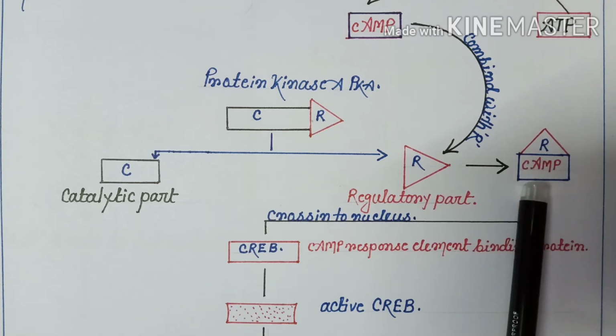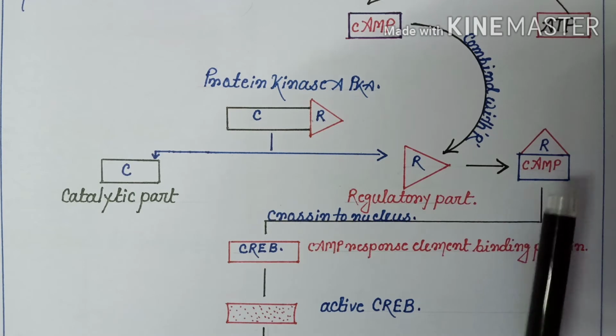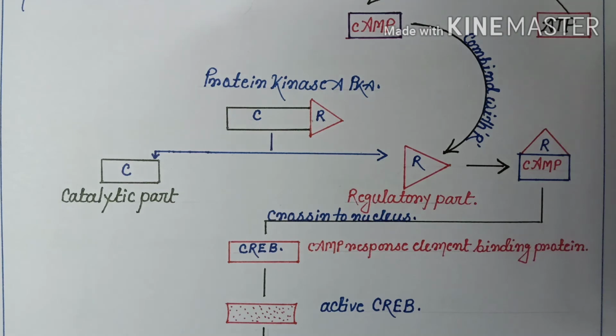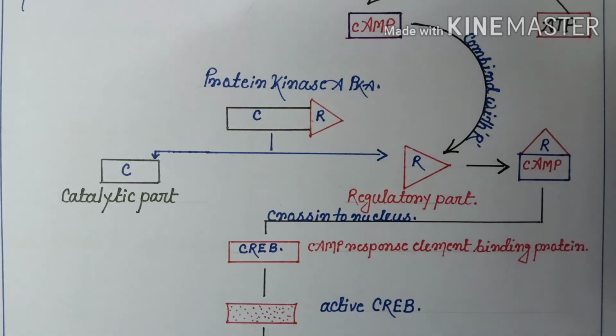When this R-cAMP compound is formed, this compound comes into the nucleus, where it acts on another enzyme, that is CREB, which is totally in the inactive state, and due to the presence of R-cAMP, this inactive CREB is transferred into active CREB. Here CREB means the cAMP response element binding protein.